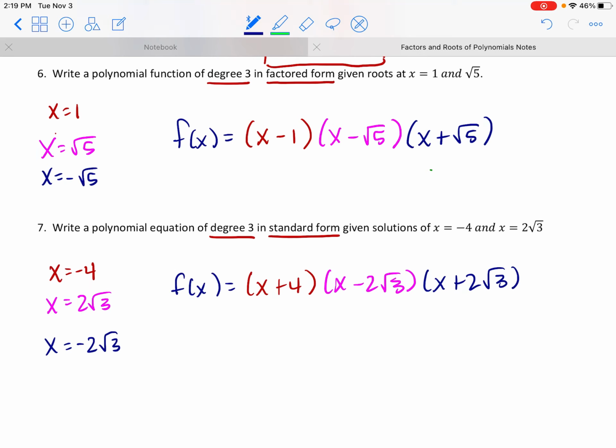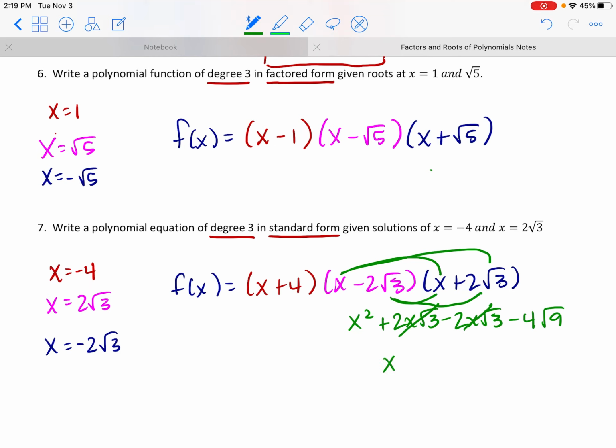Now it doesn't matter which order we multiply, but I would start by multiplying the conjugates because the middle terms are going to cancel. So if I multiply out these conjugates, I'm going to end up with an x squared, a 2x radical 3, 2x radical 3, and a negative 2x radical 3 that will cancel. And then at the end here, a negative 4 radical 9. So again, these cancel. That gives me x squared and then negative 4 times 3. Radical 9 is 3, right? But negative 4 times 3 is 12. So this is just going to be x squared minus 12.